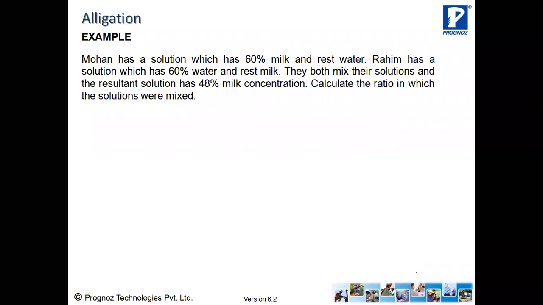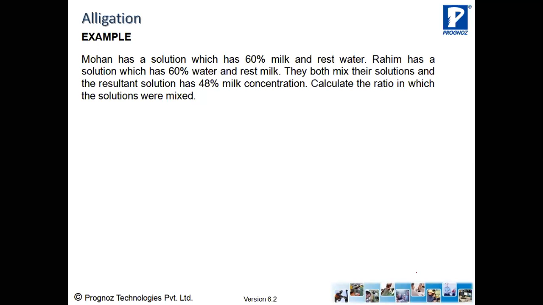Now, let's see this. Mohan has a solution which has 60% milk and rest water. Rahim has a solution which has 60% water and rest milk. मोहन के पास एक solution है, रहीम के पास एक solution है, और दोनों का concentration different है. They both mix their solutions, and the resultant solution has 48% milk concentration. Calculate the ratio in which the solutions were mixed.